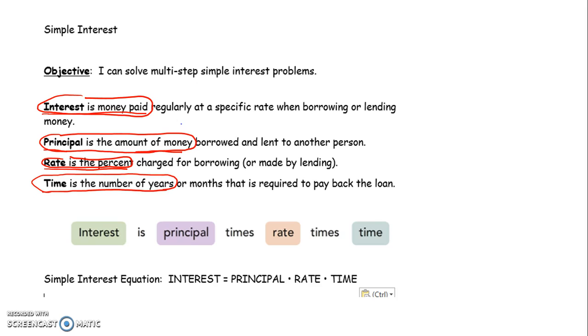All right, so your simple interest equation is interest equals principal times rate times time. Principal is your original amount of money. Your rate is your percentage, and we always know we're going to change our percentage to a decimal or a fraction to actually use it in the problem. Time is the amount of years. And the interest is also an amount of money earned or paid. It's an extra amount of money that you're earned or paid. Okay.